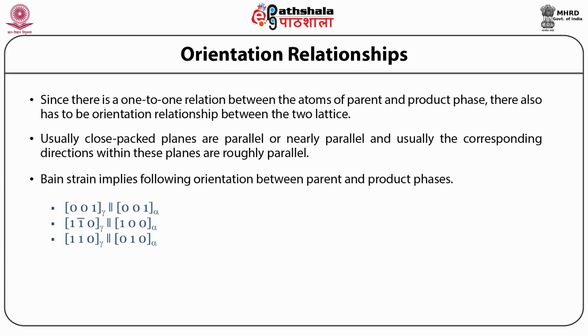(001) gamma plane is parallel to (001) alpha, and [1 bar 0] gamma is parallel to [100] alpha. Third, [110] gamma is parallel to [010] alpha. But how do the XYZ-P and HKL-P correspond to XYZ-M and HKL-M, where P and M correspond to the parent and Martensite phase?